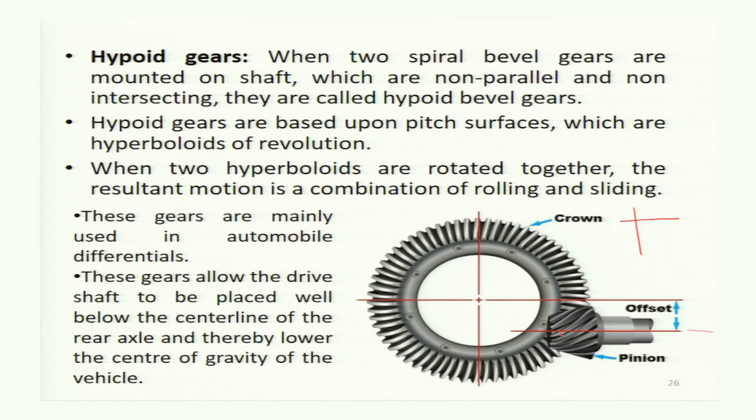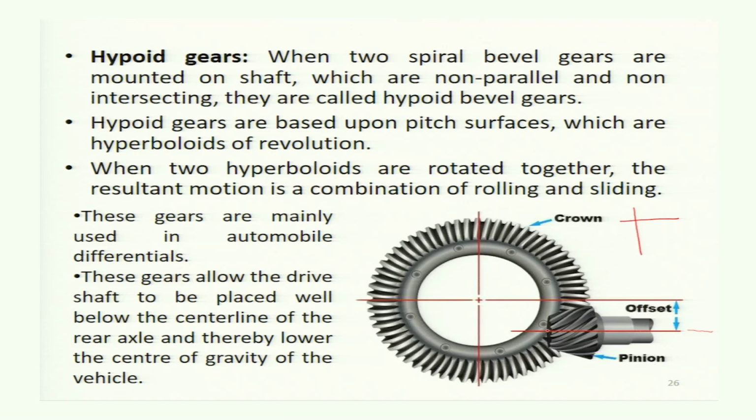These gears are mainly used in the automobile differential, which is shown here. These gears allow the drive shaft to be placed well below the center line of the rear axle and thereby lower the center of gravity of the vehicle. This is very much visible here. This is the crown gear. The axis of the crown gear is perpendicular to the screen, and the pinion which is meshed has its axis shown here. So, the axes are non-parallel and non-intersecting. The axis of the pinion is this one, and the axis of the crown gear is perpendicular to the screen. But these two are offset from each other.